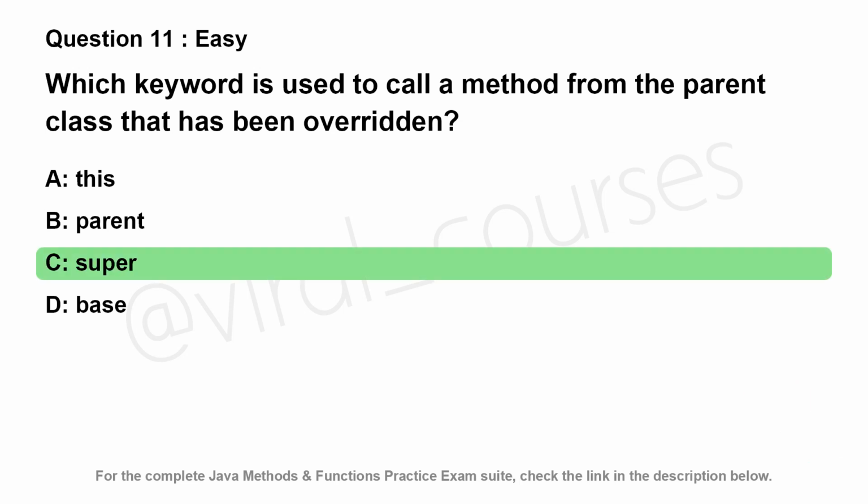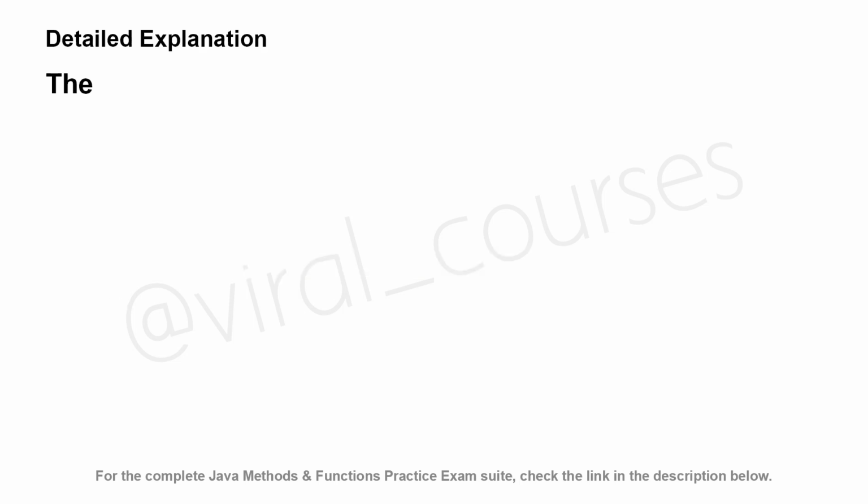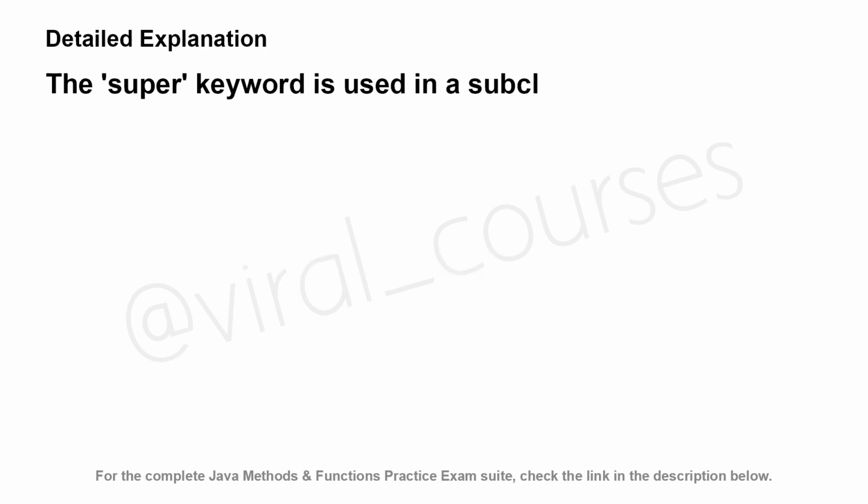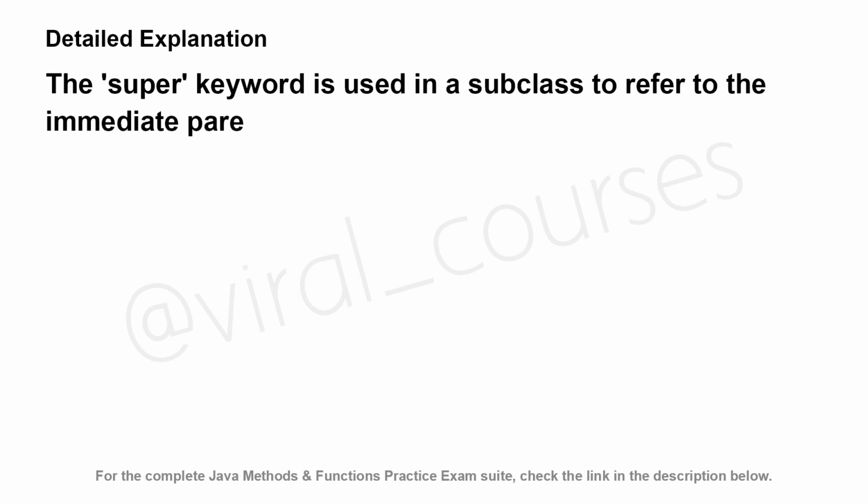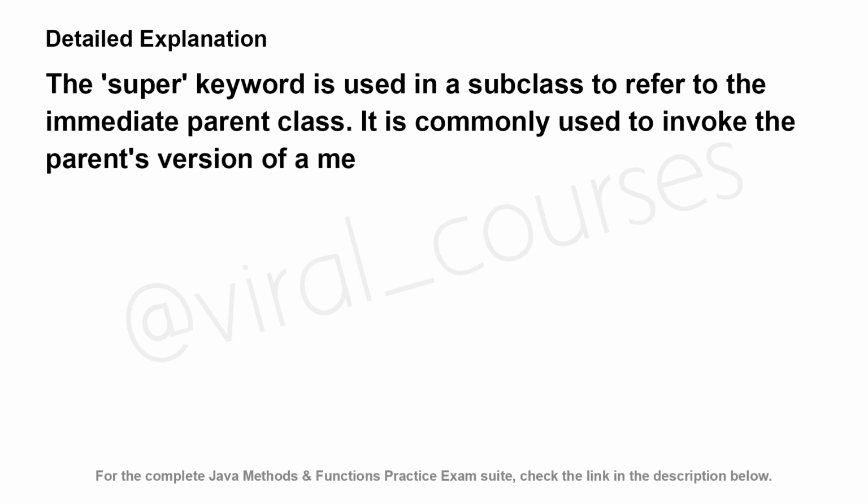The correct answer is C. The super keyword is used in a subclass to refer to the immediate parent class. It is commonly used to invoke the parent's version of a method or to call the parent's constructor.